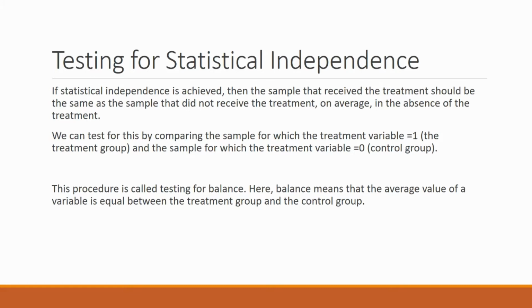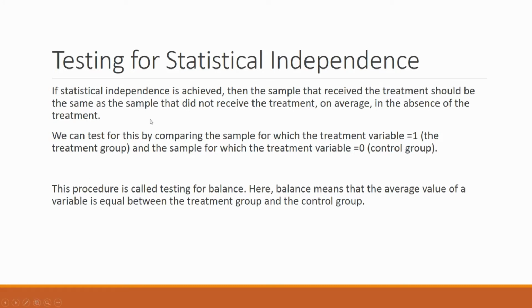So that's what we need to do. We need to test. We need to look: is our treatment group the same as our control group on average? If it is, that's strong evidence of statistical independence. If they're not, then we don't have evidence of statistical independence and we have imperfect randomization.